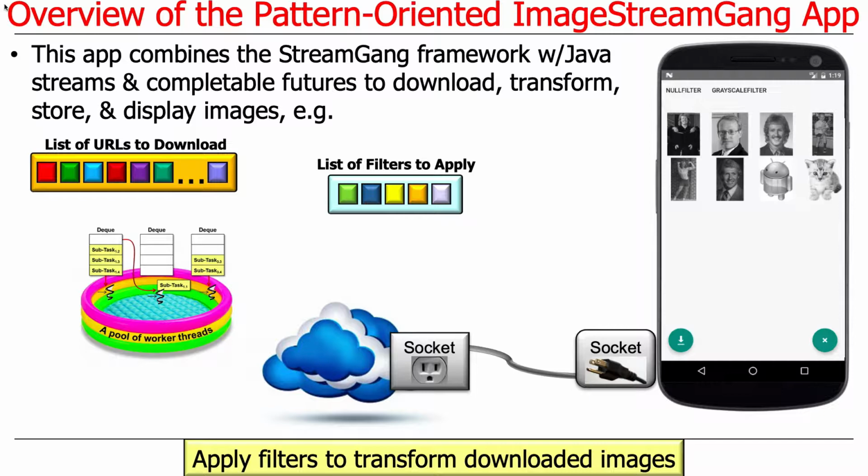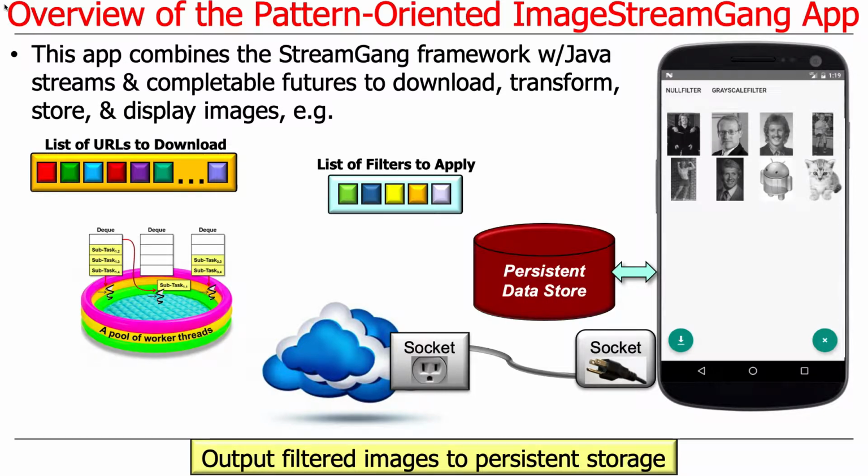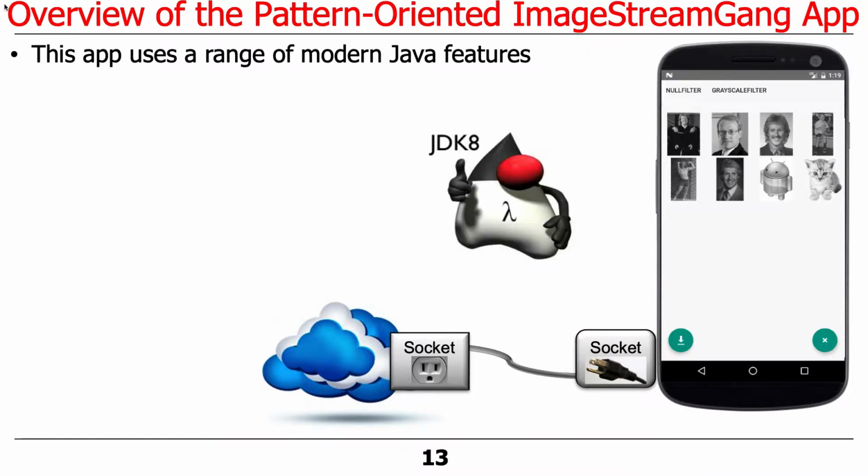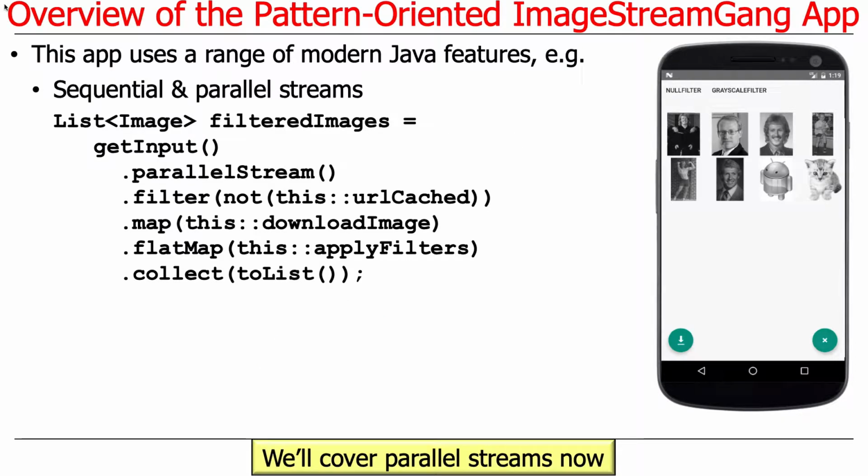Typically multiple filters. There might be 3 or 4 filters per image, and you'll see why that is important later. As the filters are applied to the images, they are then stored persistently in order to make sure that they're around even if the phone gets powered down. So they're stored in persistent storage. There's a bunch of modern Java features here. So the parallel streams version is the one we're going to look at right now. And you can see it's fairly short, but it's very powerful and very scalable.